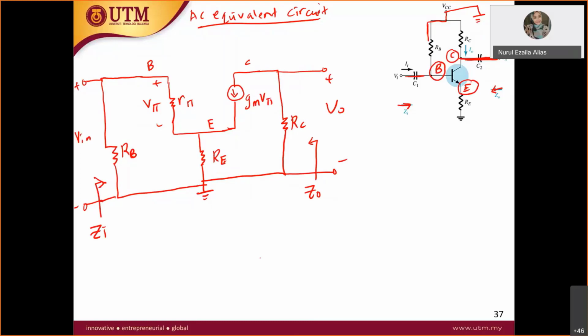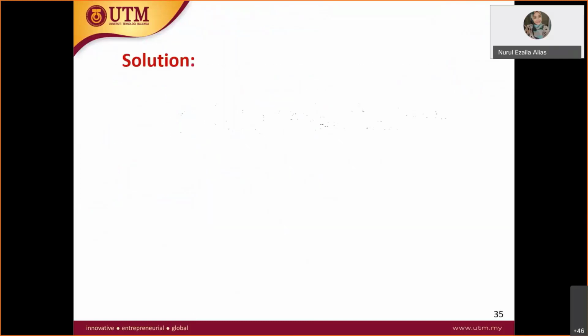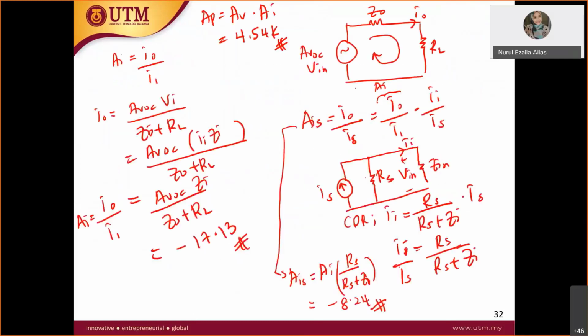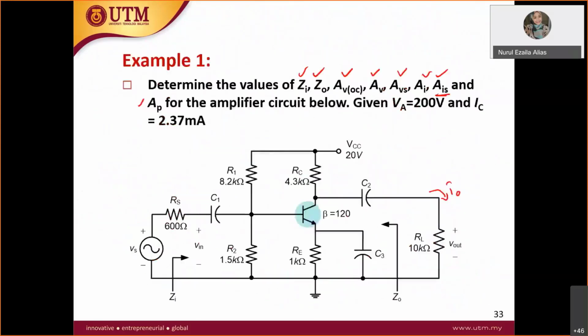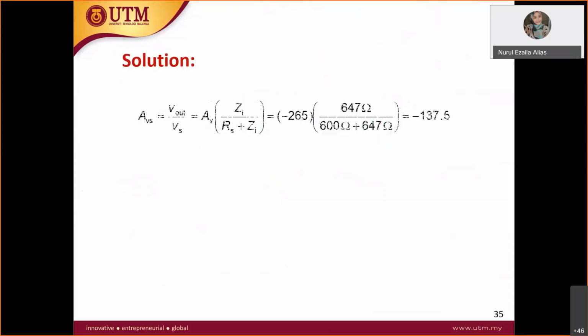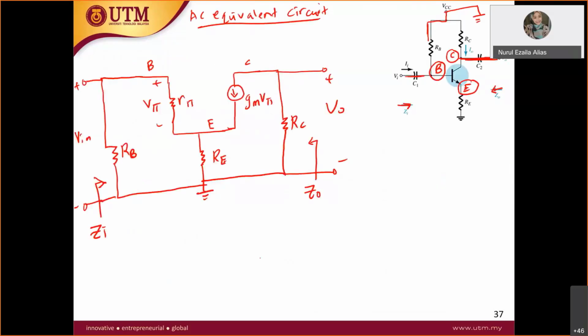Now we want to derive the Z in. Previously, students, it was quite straightforward. You had Z in like this, so you don't have RE. From that point of Z in, you can see that R1, R2, and R pi are all in parallel. But in here you have your RE, so the circuit has become a little bit complicated.